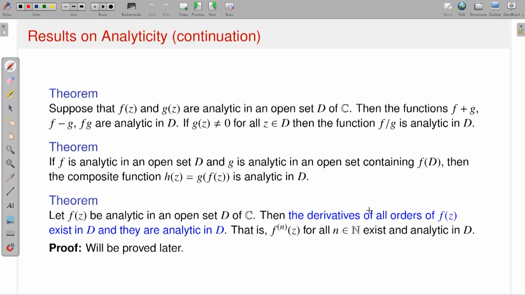Okay, so a couple more results. You can think of this as differentiability. For example, if I have two differentiable functions f and g, what can I say about f plus g? What can I say about f minus g? What can I say about f times g?